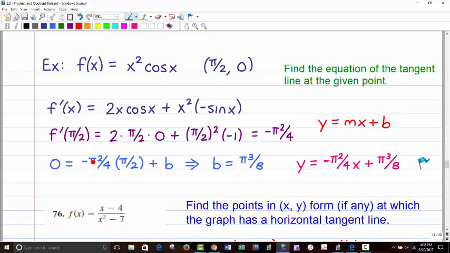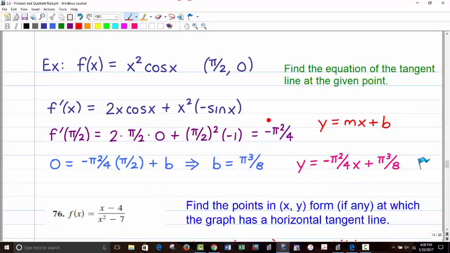So you multiply that together, it's going to be negative pi cubed over 8. So when you move it over to add it to the other side, it becomes positive. So the b would be positive pi cubed over 8. So therefore, this would be your final answer right here. Negative pi squared over 4 times x plus pi cubed over 8.